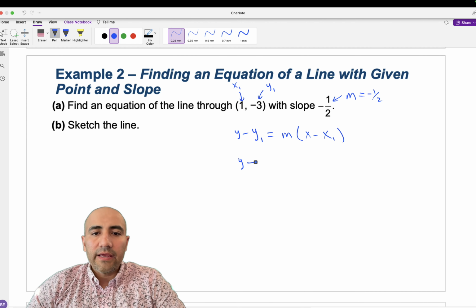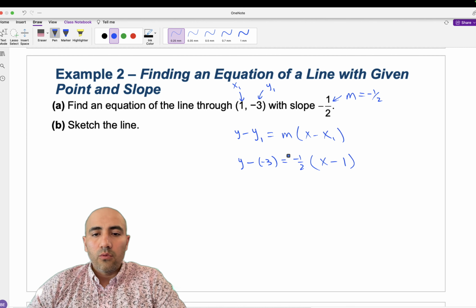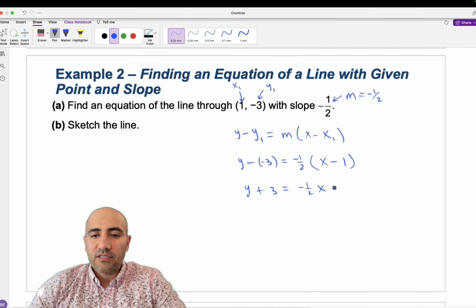So y minus y sub 1 is y minus negative 3. Be careful to carry your sign. Equals negative 1/2 times x minus x sub 1, which is 1. So we're almost done. We just want to simplify this a little bit. Subtraction of a negative results in a positive. So this would become y plus 3 equals negative 1/2 x plus 1/2.